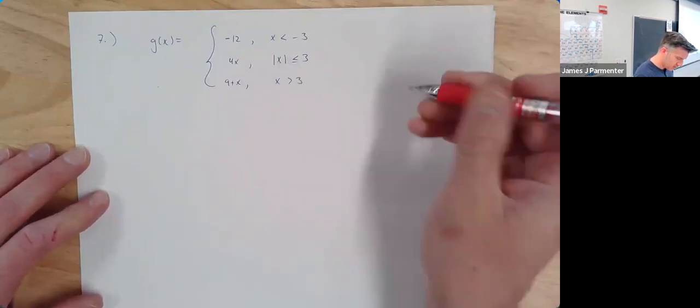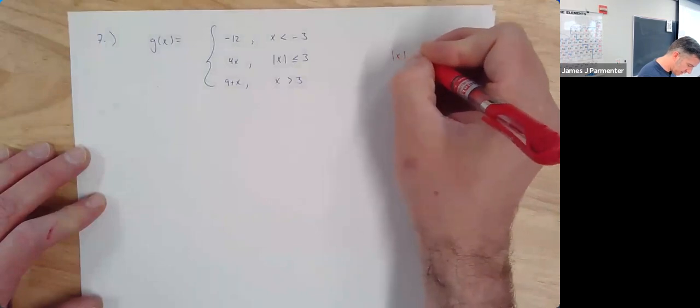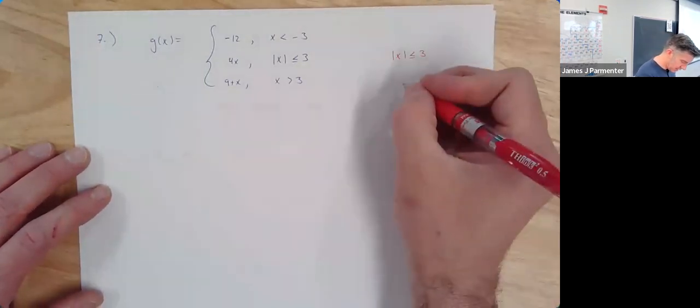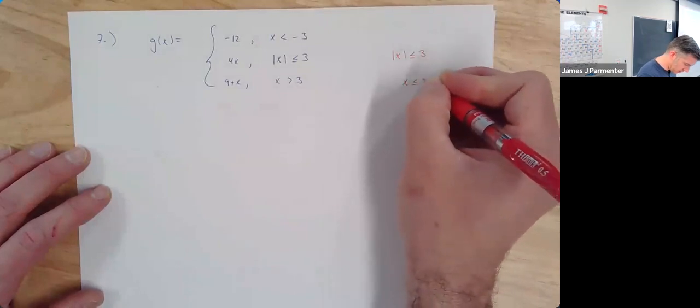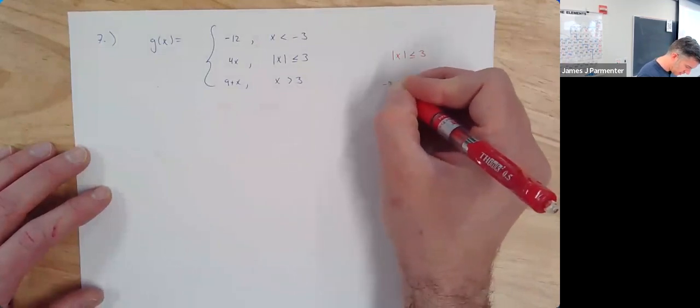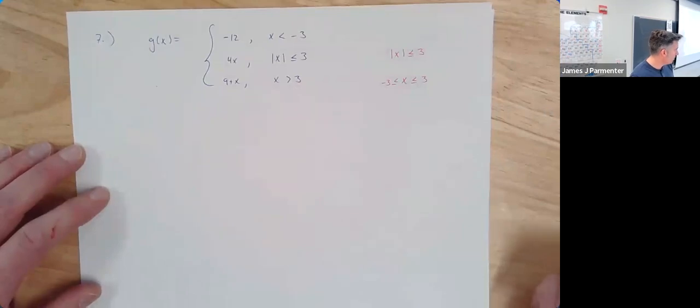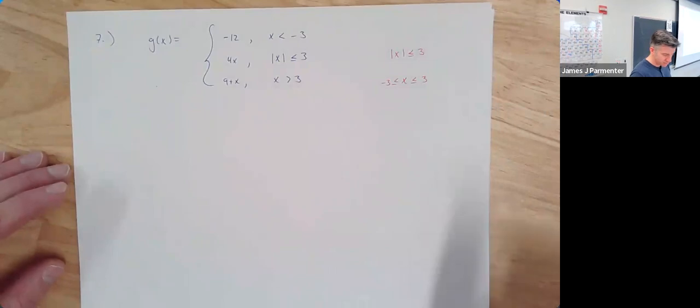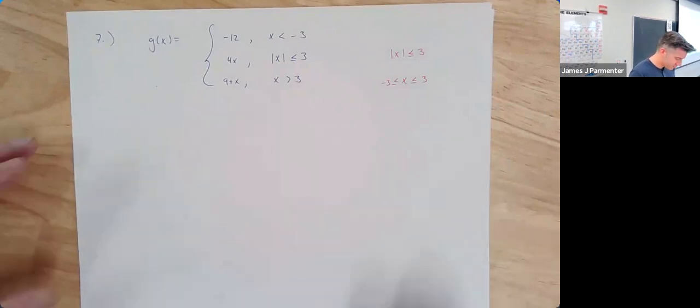I will say, absolute value of x less than or equal to 3 just means that x is between 3 and -3. Right? If x was too negative, its absolute value would be too positive. So we get stuck in the middle there.